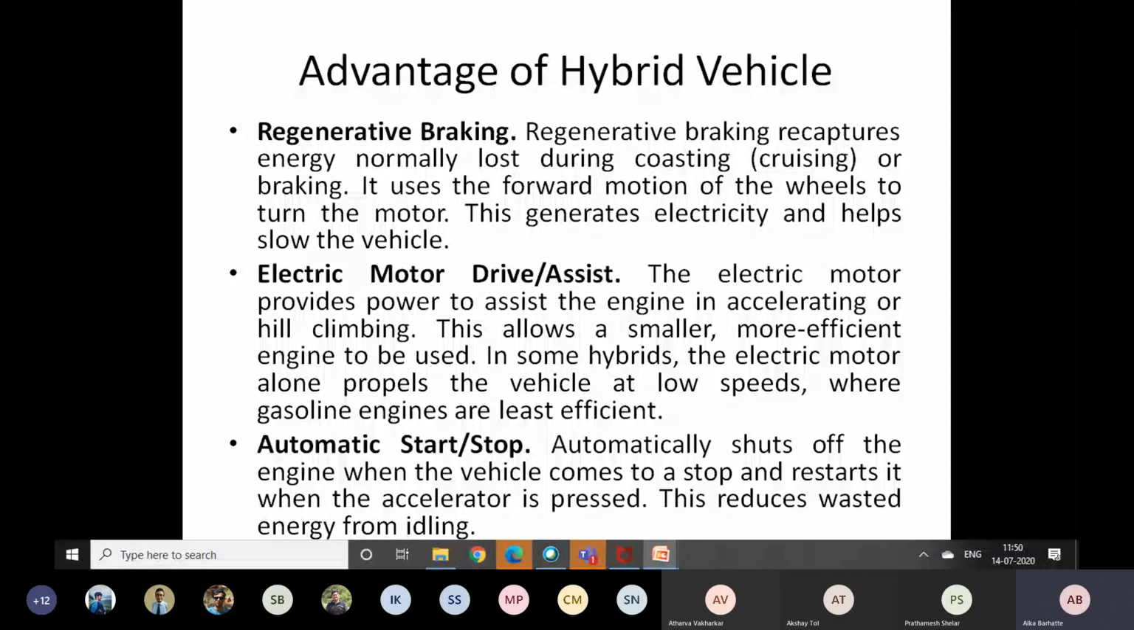So when the engine is not working, we get power and fuel efficiency, as well as working efficiency of the vehicle, and pollution can be controlled or improved. So like this, in hybrid vehicles, we can improve the working efficiency of the vehicle by these three different factors.